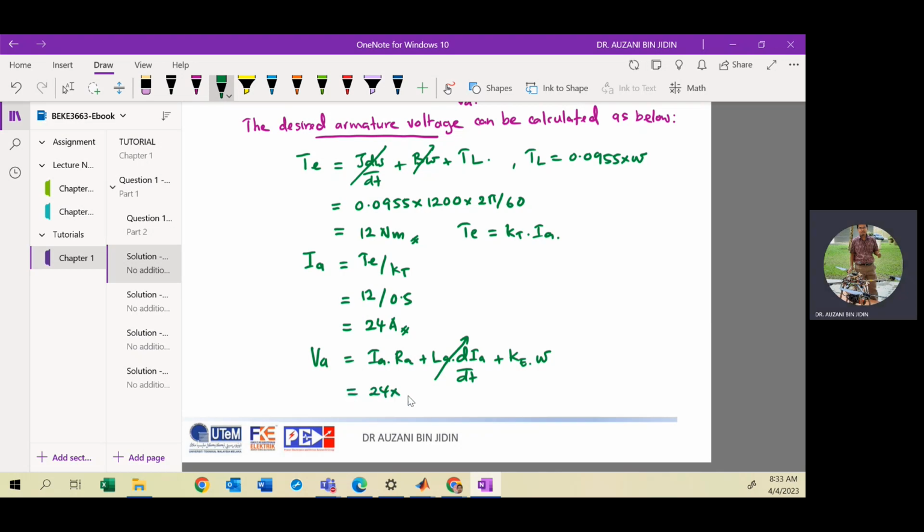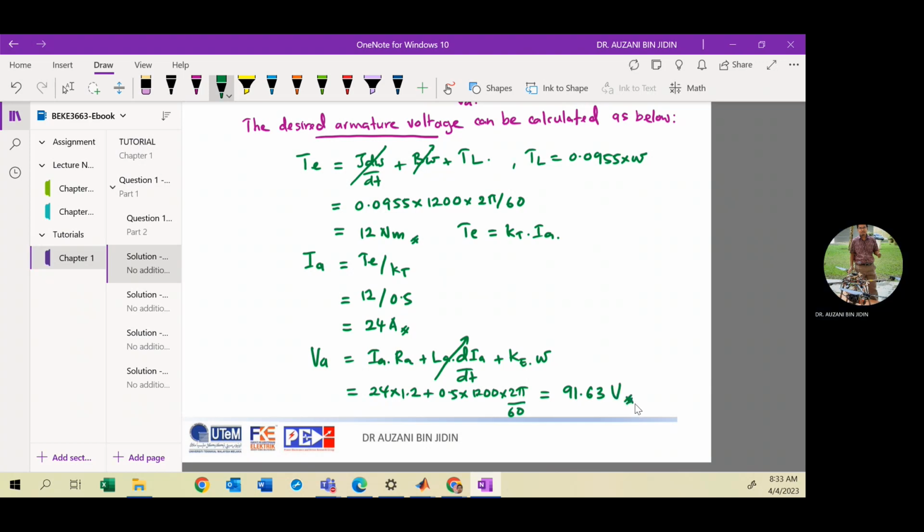IA is 24 multiplied by RA. What is the value of RA? 1.2. So 1.2 plus 0.5 multiplied by speed. Then you get the required, or desired, VA, which is 91.63 volt.